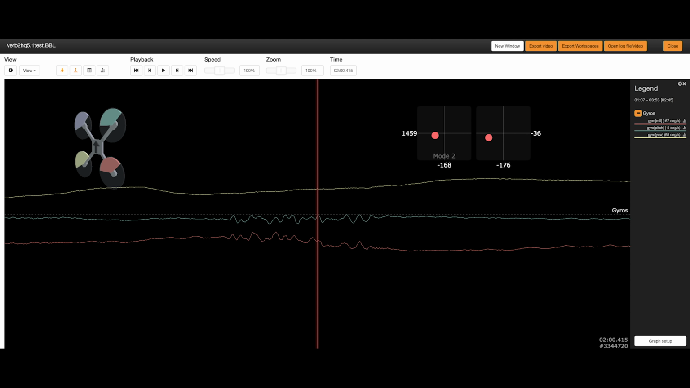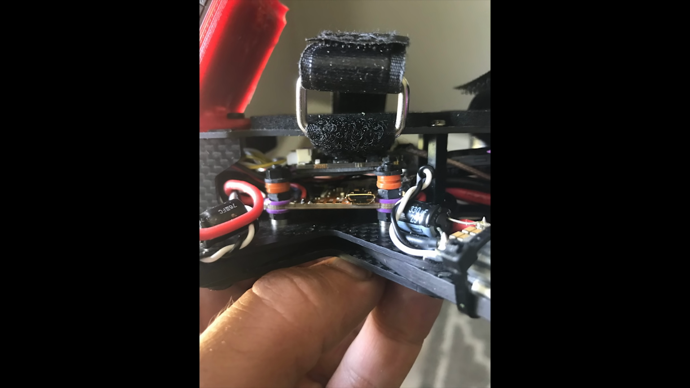So after trying all the mechanical stuff, really the only thing left to do was to go in and actually take a look at the stack and do some changes to how things were configured. Because I have gotten away from soft mounting and just using grommets, because I usually find that they're just fine. So if you take a look, this is the way that the stack was.